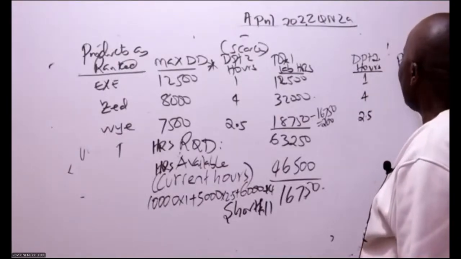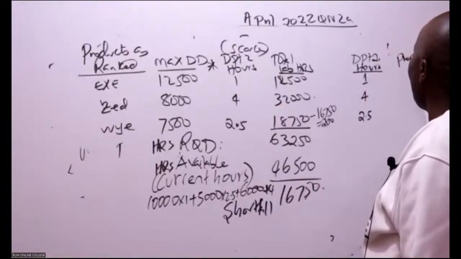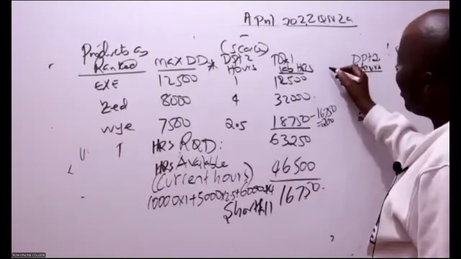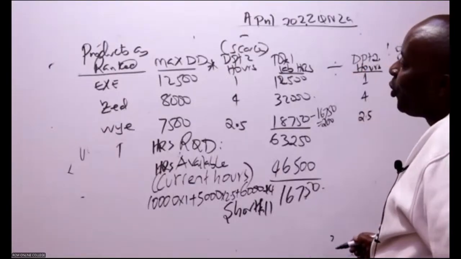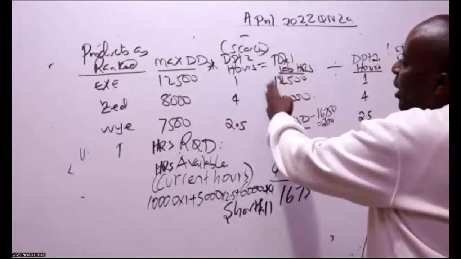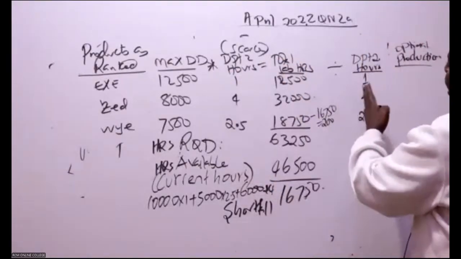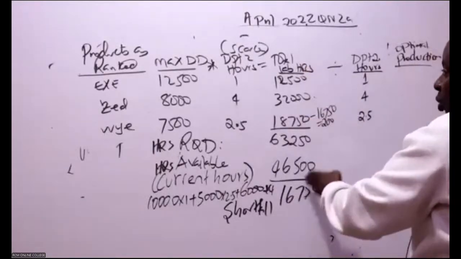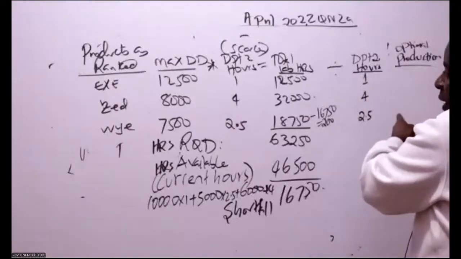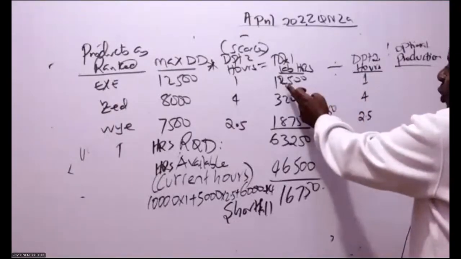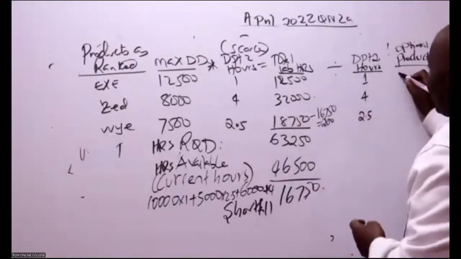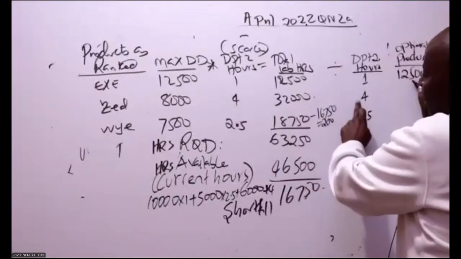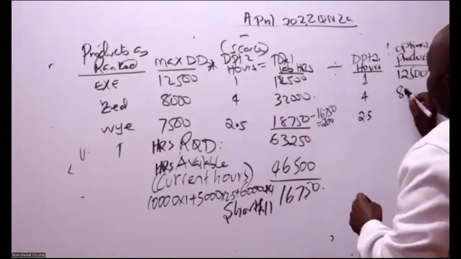And then to get now the production, we can call it optimal production, you divide. To be able to get these total hours, we multiplied. Now to get the optimal production, you take whatever you have as the total and divide by these labor hours. The first one will be 12,500 divided by 1, so for X, I produce 12,500. This will be 32,000 divided by 4, which will give me 8,000.